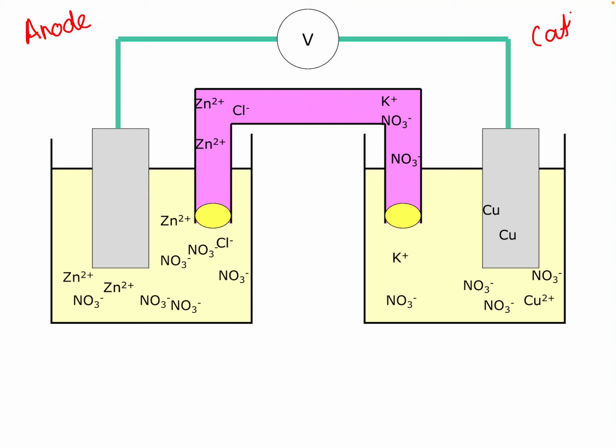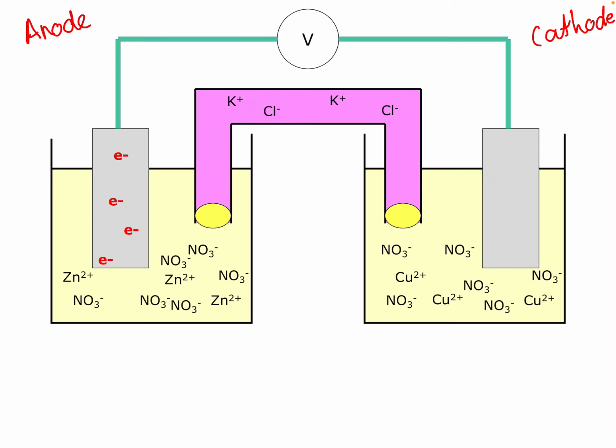This is the cathode. Alright, and if you watch again, we're going to watch the electrons. Okay, so the electrons, you're going to watch them. They're going to come up here. They're going to go across here. Then they're going to go here.